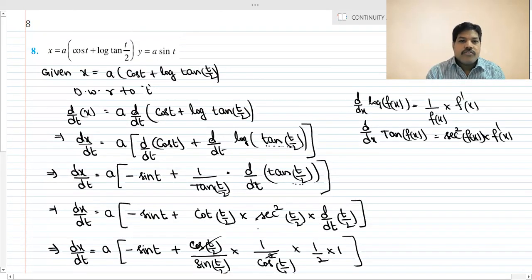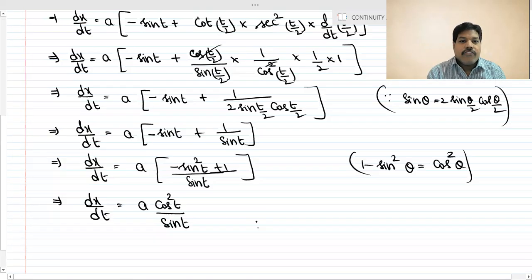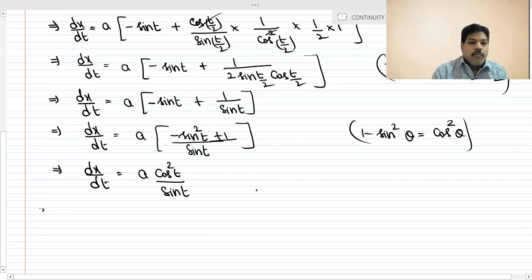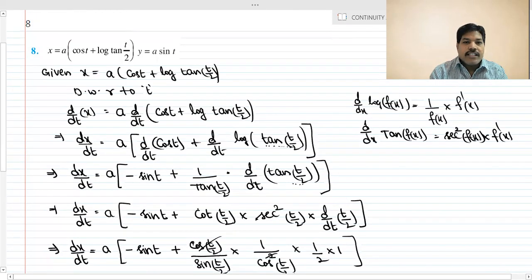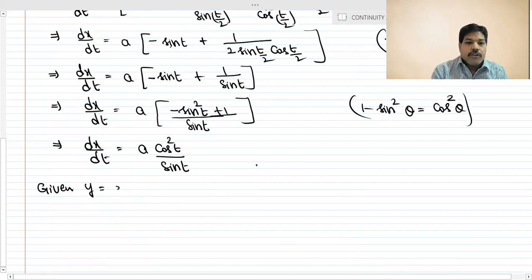So what is the y value, students? Y is equal to a sin t. This is the simple equation. Just differentiate with respect to t.